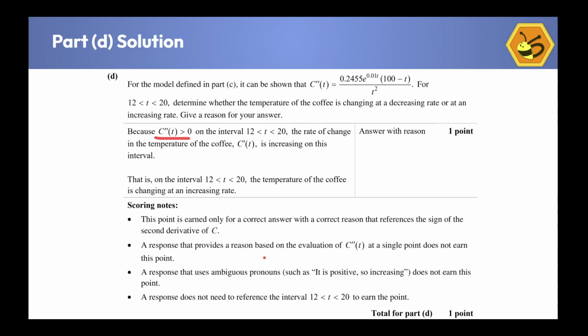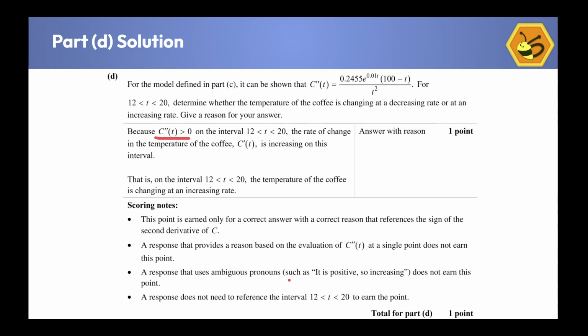A response that provides a reason based on the evaluation of the second derivative at a single point does not earn this point, because it being positive at a single point doesn't mean that it is changing at an increasing rate for the entire interval. So we need to show this for the entire interval.